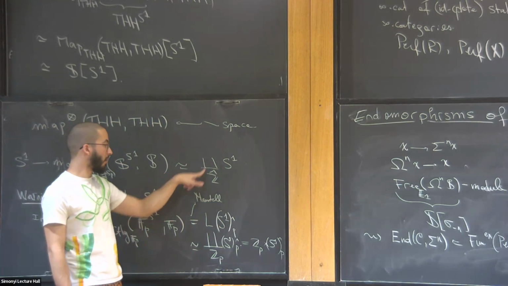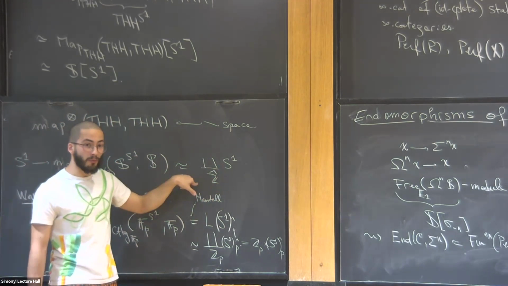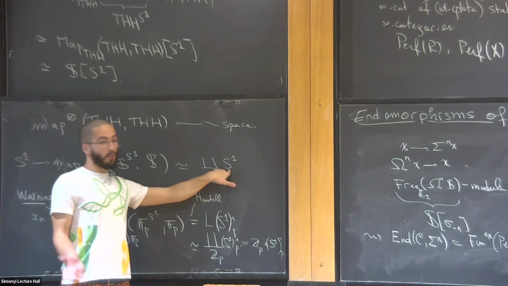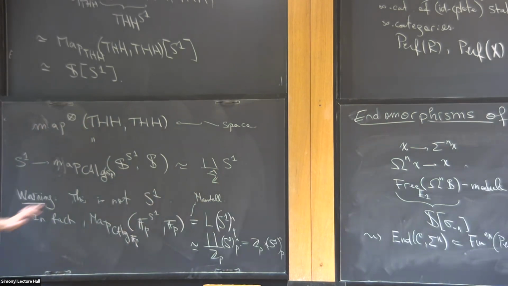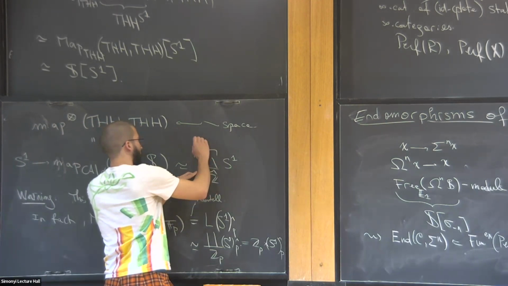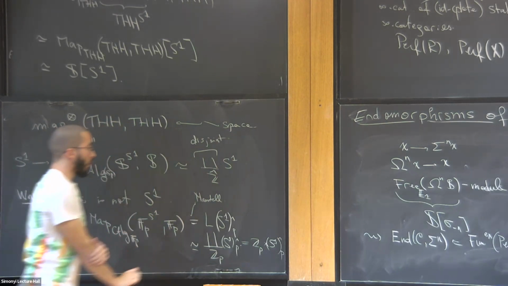The component of the identity here is the component indexed by 0, and there's a base point in S1, I guess, corresponding to the identity. Yeah, but the coproduct is really disjoint. It's a disjoint union. Okay.